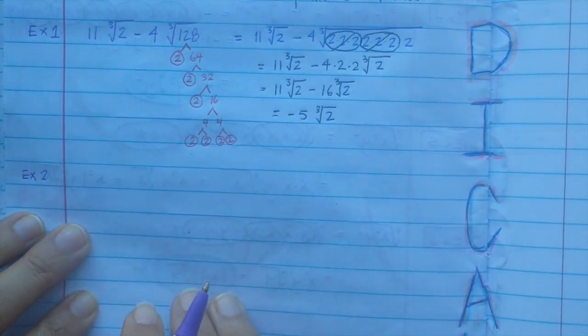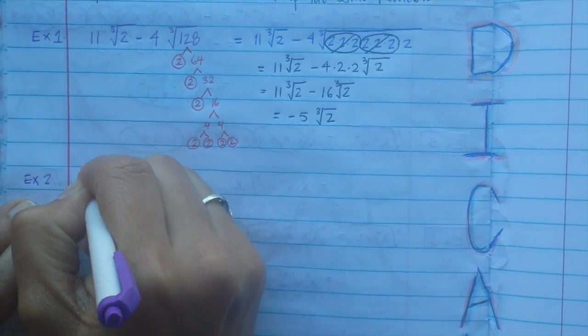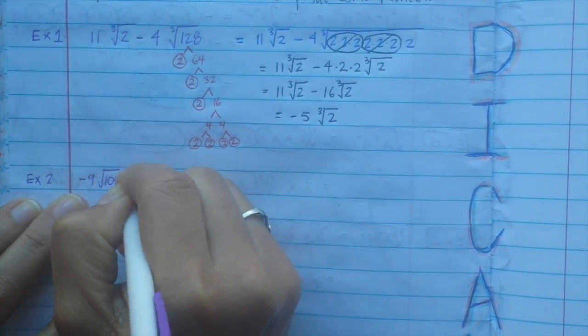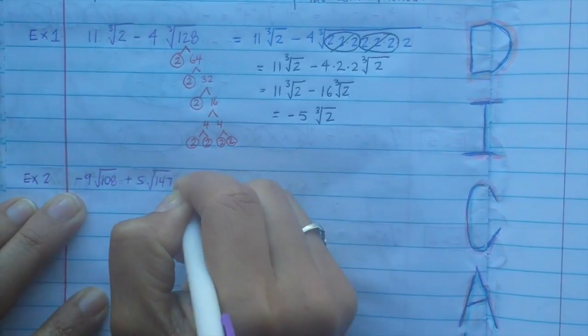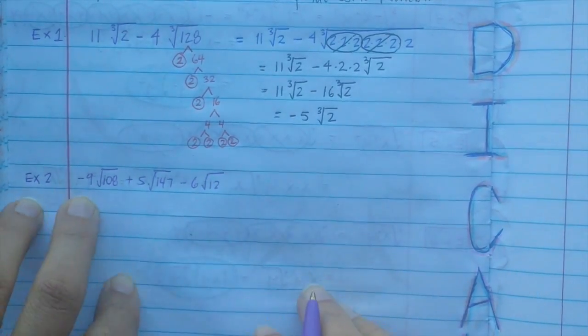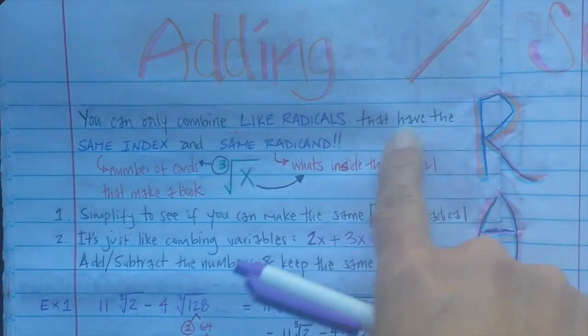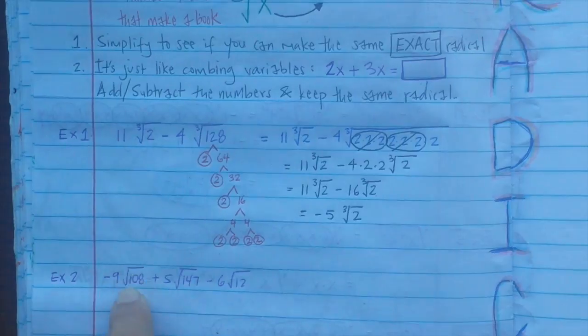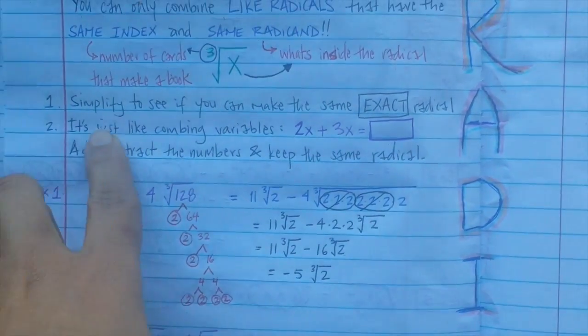Alright, so let's take a look at another example. So let's say we have negative 9 square root of 108 plus 5 square root of 147 minus 6 square root of 12. Again, you can't combine until they're the same. So let's break it down so we can see if that's going to help.